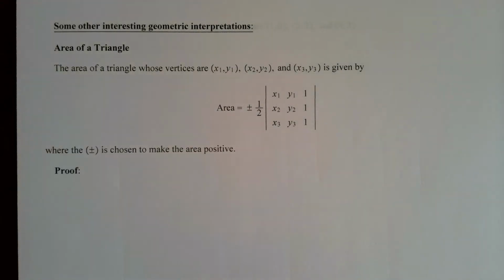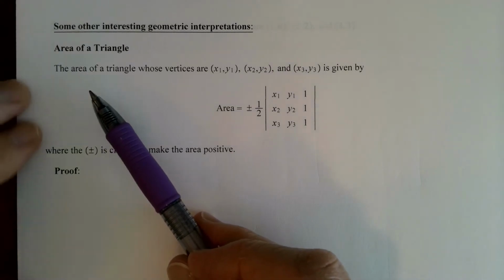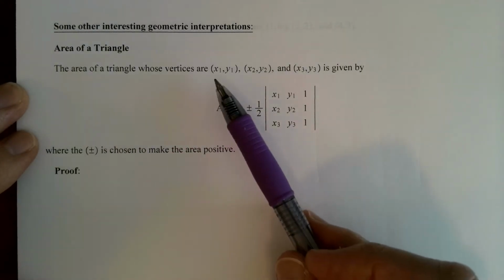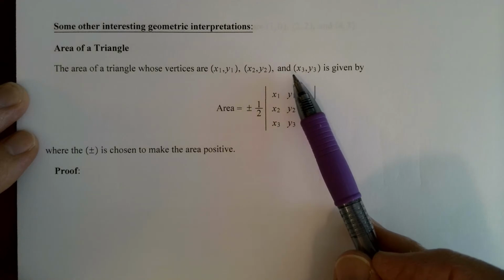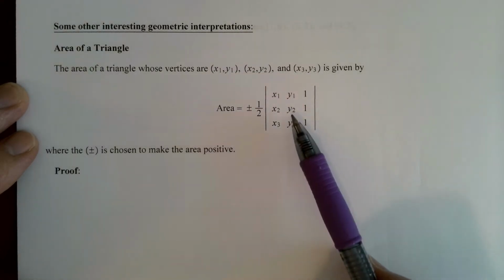Okay, we'll continue looking at some applications. This time we're going to look at some geometric interpretations of the determinant. And here we'll start right off with the area of a triangle. And this is kind of interesting. The area of a triangle whose vertices are given. We have three vertices of the triangle. Then you can find the area by computing this determinant.